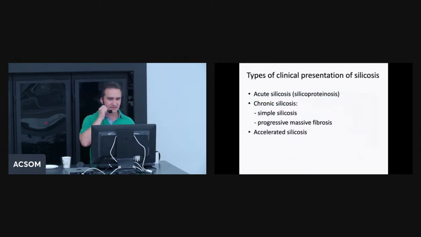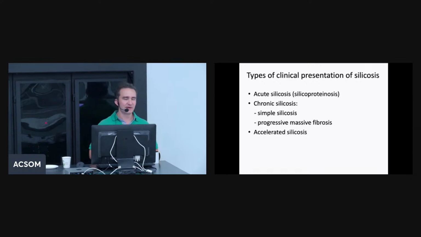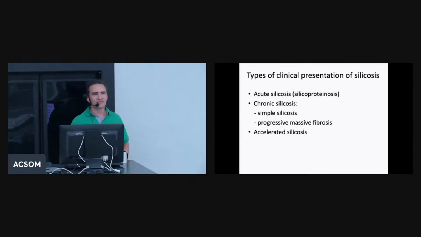So these are the types of clinical presentation of silicosis. If there is a high exposure in a short period of time, people would develop acute silicosis. Another name for that is silicoproteinosis. So it looks like alveolar proteinosis, right? That's another diagnosis, another disease, but clinically it looks similar.